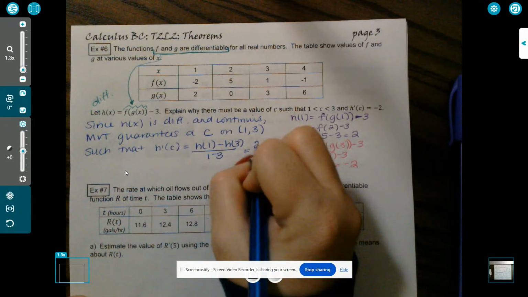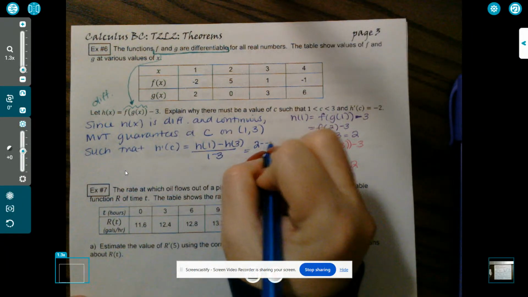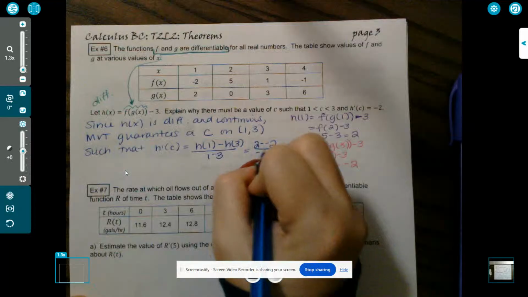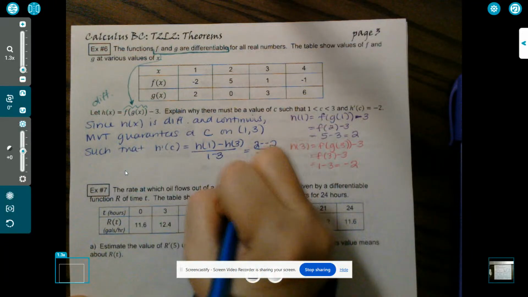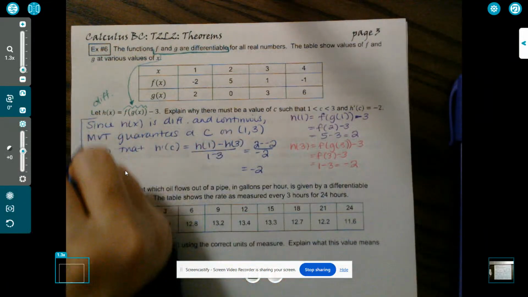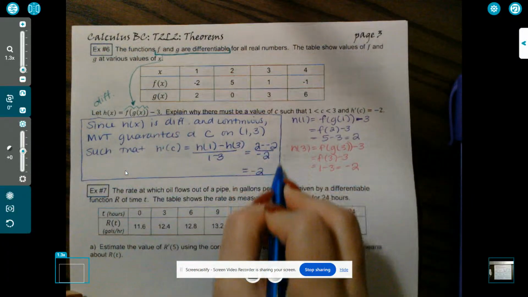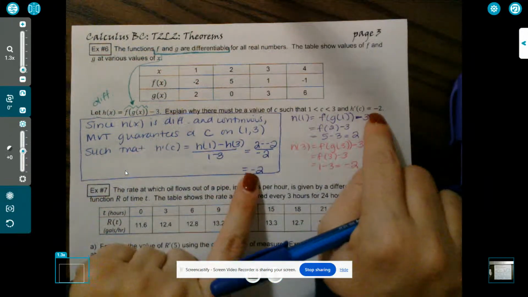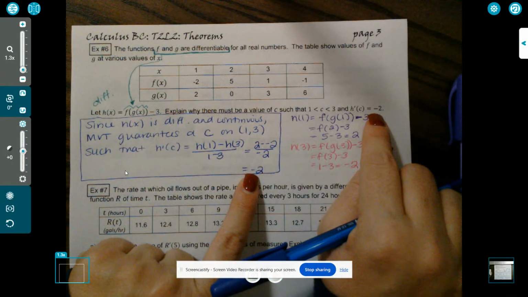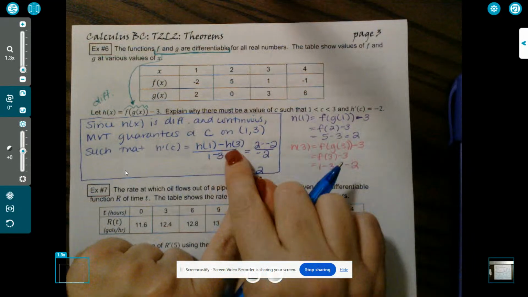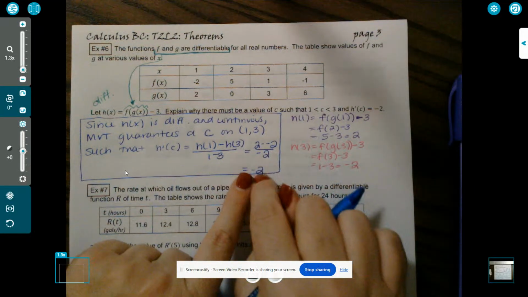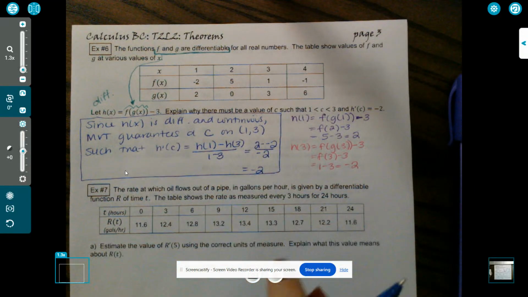We know h of 1 is 2 minus -2 over -2, which equals -2. So now you've got the value that they asked you to prove. They asked you to prove that h prime of c equals -2. We found h of 1, h of 3, 1 minus 3, and that value does give me -2.